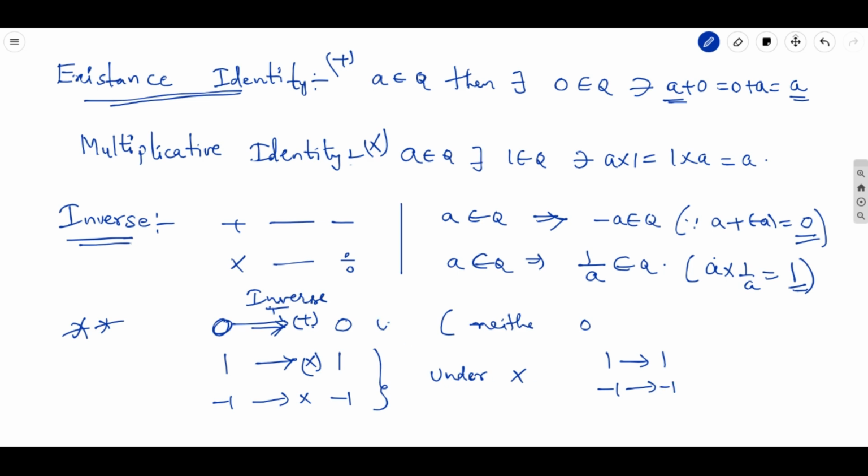In the same way, under addition, 0 inverse is 0 only. Under multiplication, 1 inverse is 1, minus 1 inverse is minus 1. These will come in the fill in the blanks in the MCQs.